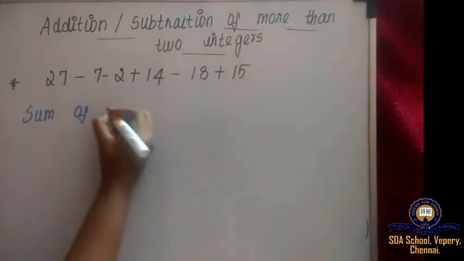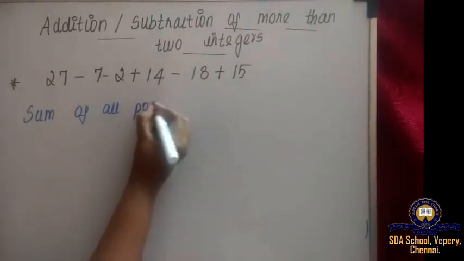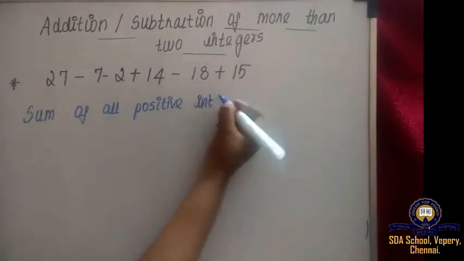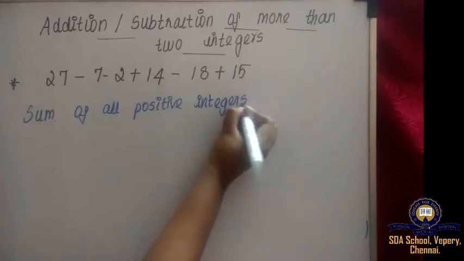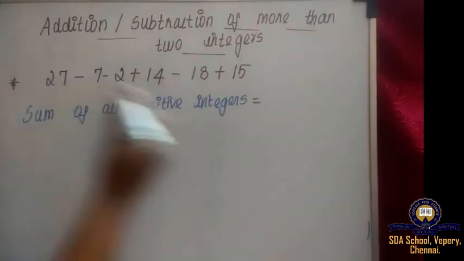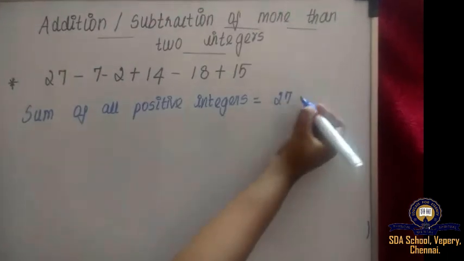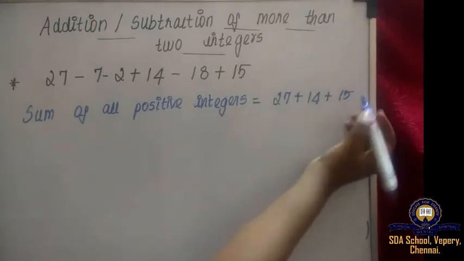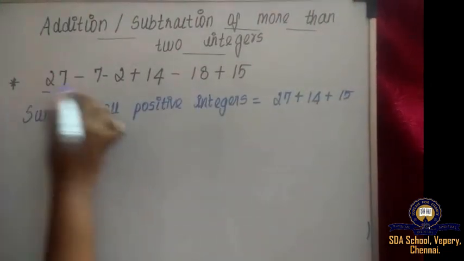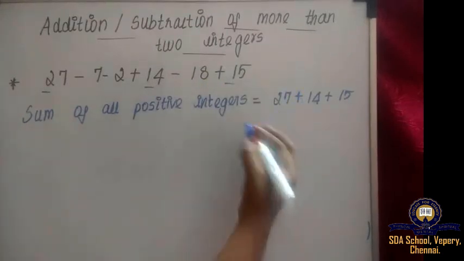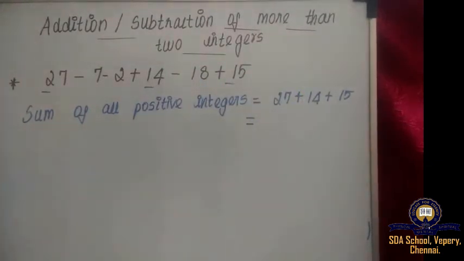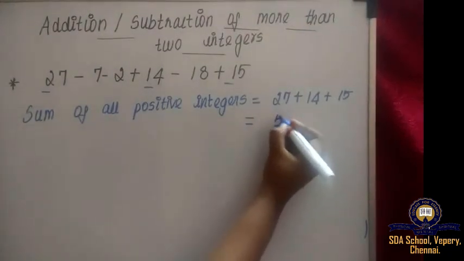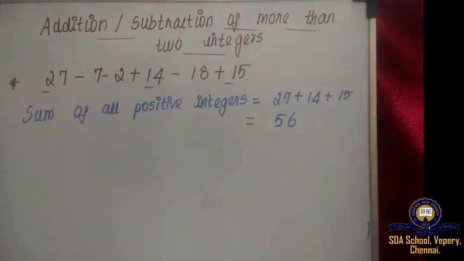Sum of all positive integers. So plus 27 plus 14 plus 15. These are all the positive integers. 27, 14, 15, right? So you have to find the sum. So you have to add. What you will get? 56.